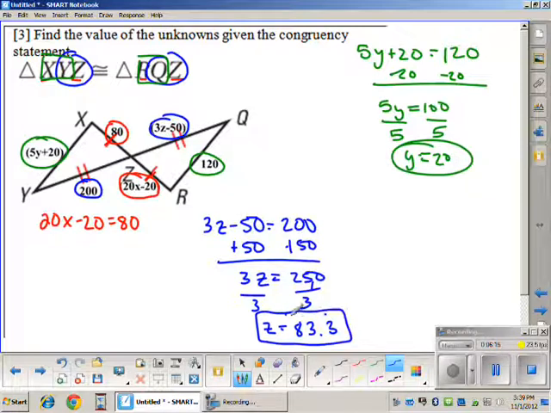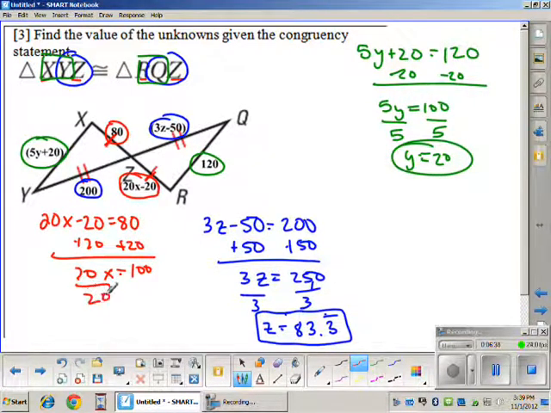Here's some more algebra, so let's add 20 to both sides. So here's 20x, 80 plus 20 is 100. Divide both sides by 20. My pen is cutting out horribly. And x is going to equal 5.